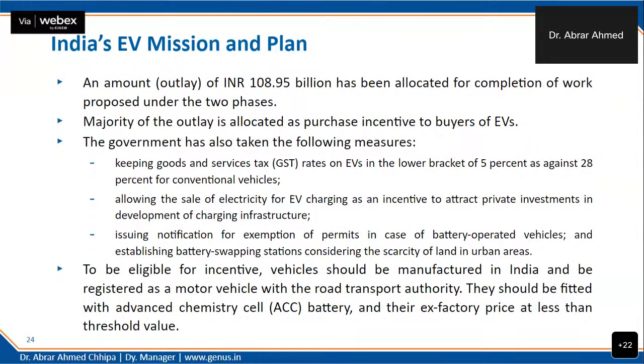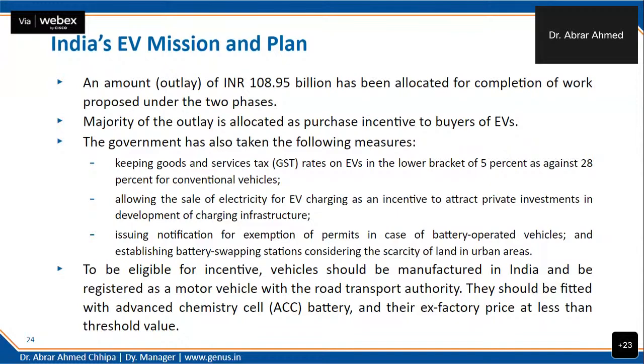An amount of approximately 110 billion rupees has been allocated to the completion of the work proposed under these two phases, FAME 1 and FAME 2. And as I said, the majority of the incentives were provided to the buyers of EVs while buying the EV, in the form of subsidy. And also GST is reduced to 5%.